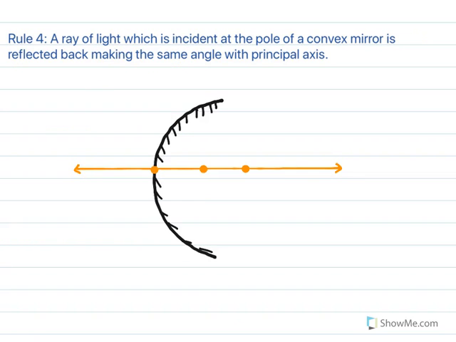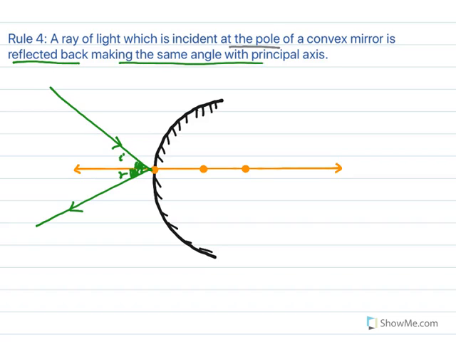Next is rule 4, a ray of light which is incident at the pole of the convex mirror at any convenient angle. See, if it comes here, it will get reflected also by the same amount, which means this angle of incidence will be equal to the angle of reflection. However, we do not use this case as much. But if the ray comes at a particular angle of incidence, the angle of incidence will be equal to the angle of reflection. So it's reflected back, making the same angle with the principal axis.